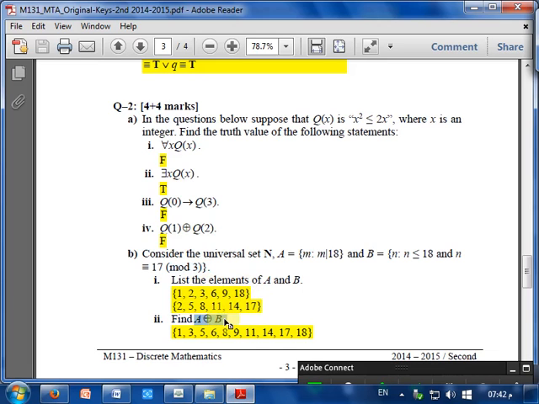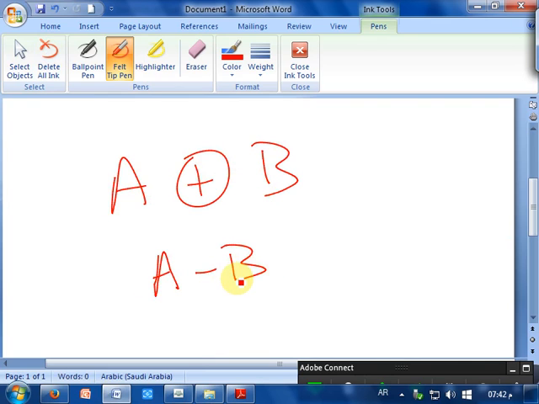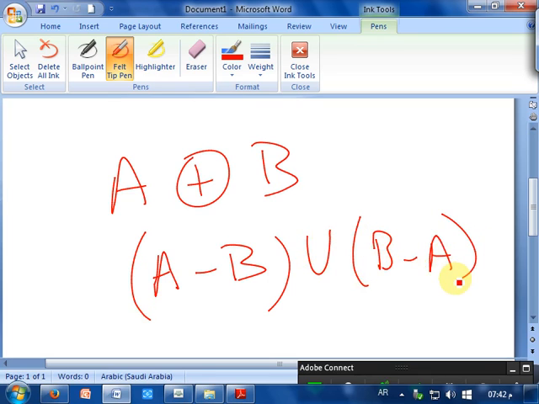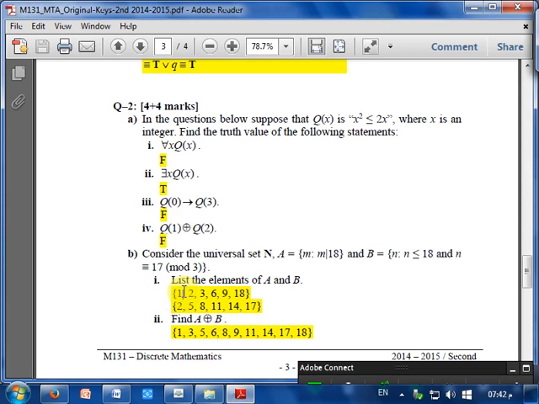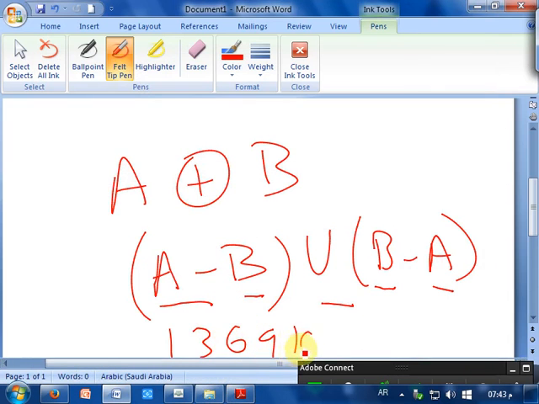Find A XOR B. A XOR B is nothing but A minus B union B minus A, which is the elements which are in A not in B, union the elements which are in B not in A. So the elements which are in A not in B: 1, 3, 6, 9, 18.